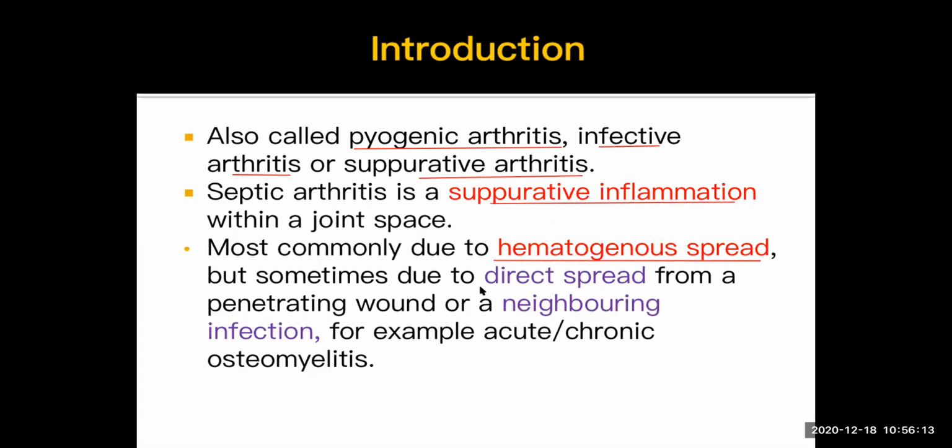But sometimes it may be due to direct spread from a penetrating wound or a neighboring infection, which is known as contiguous focus of infection. For example, a soft tissue infection is there very nearby, like infection of the skin or infection of the soft tissue that may move into the joint, which may cause the infection. And these are the difference. For example, acute osteomyelitis and chronic osteomyelitis. These may be the neighboring infection.